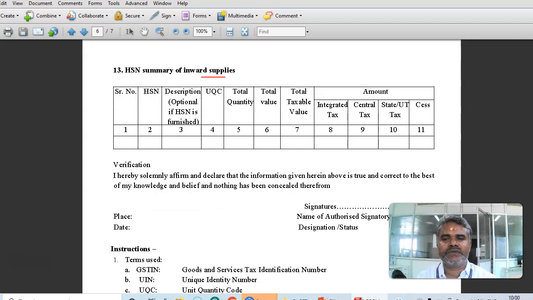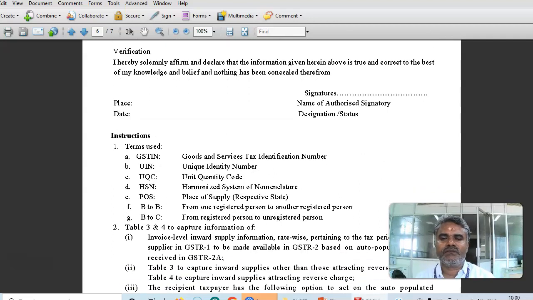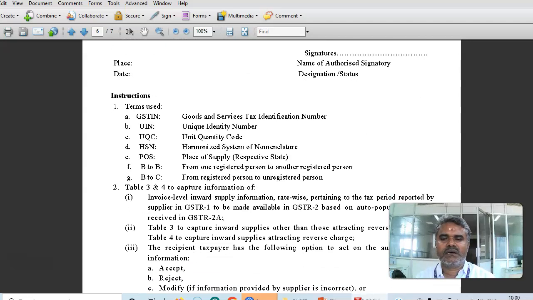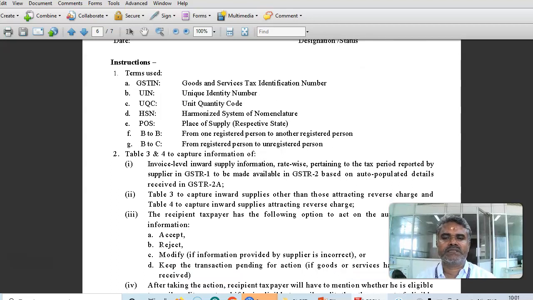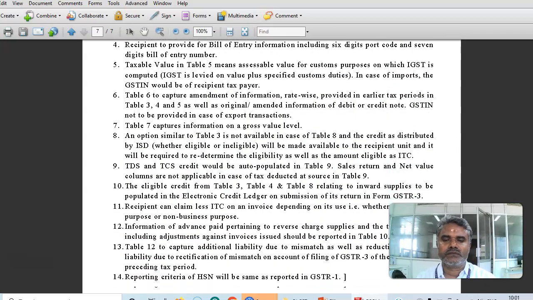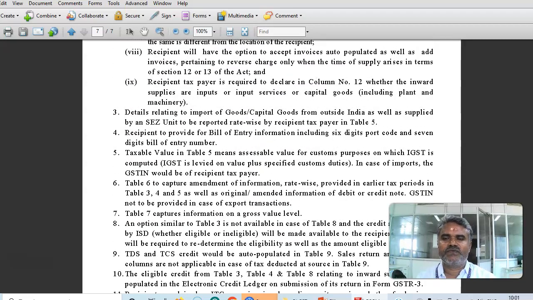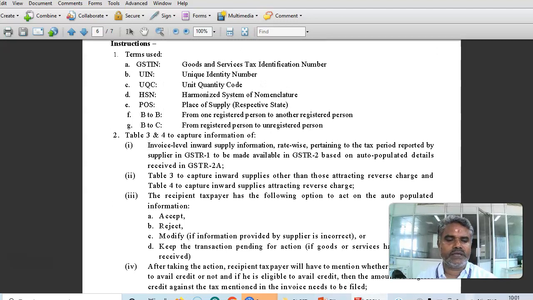Then HSN summary of inward supplies. So the list of products you buy, you give here with the HSN number. So this is GSTR 2, my dear students. These are all the abbreviations they used in this table. Here they have given an expansion. This is what GSTR 2 is.